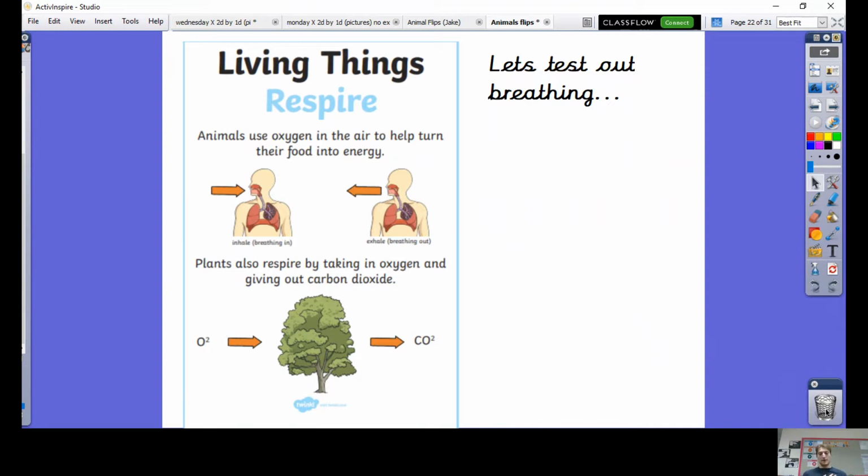And breathe out. Maybe keep your hand on your chest and see your chest expand as you breathe in. So give it another go. You can also breathe in through your nose as well.